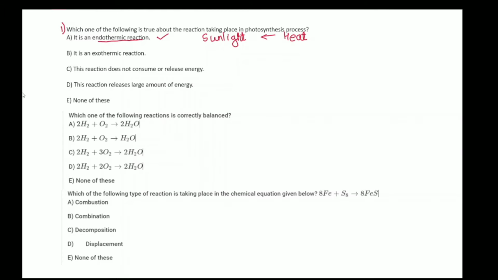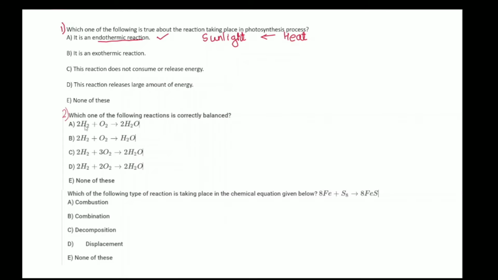Okay, we have the next question. The second question is: which one of the following reactions is correctly balanced? For balancing the reactions, you should count the number of elements on the left hand side and right hand side and see how many there are. Okay, let us start counting.